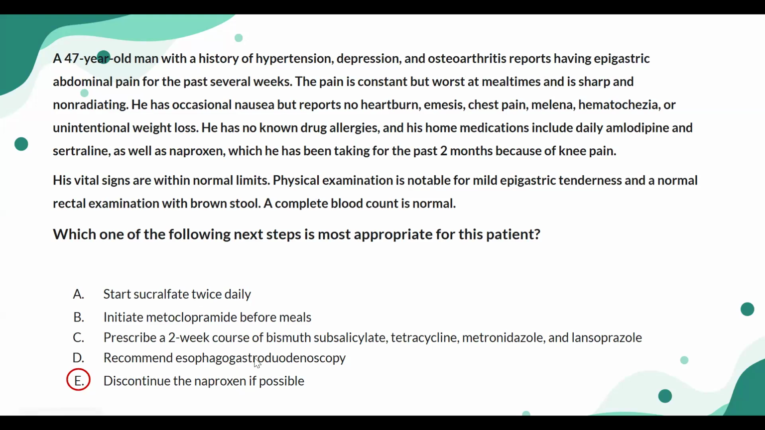Recommend an esophageal-gastro-duodenoscopy. Now, these kind of scopes are more so reserved for patients that have red flags. What are certain red flags? Red flags can include elderly people, so 60 plus age group. It can include previous ulcers. It can include previous GI bleeding, unintentional weight loss, melena, hematochezia, everything that's sort of already mentioned in the question. We don't have any of these, so we don't need the scope. Discontinuing naproxen is the most appropriate next step.